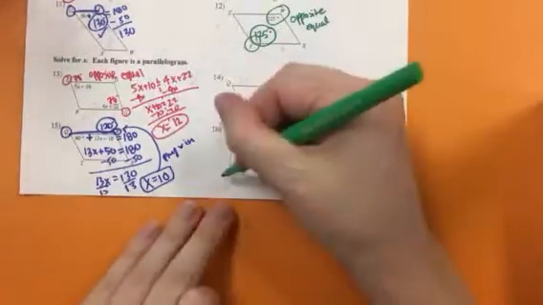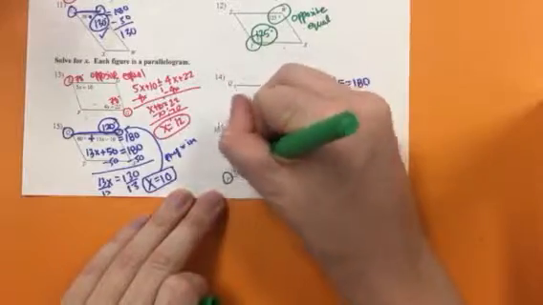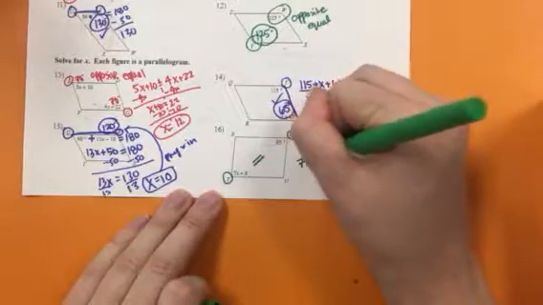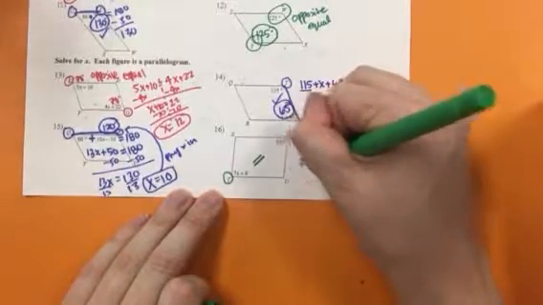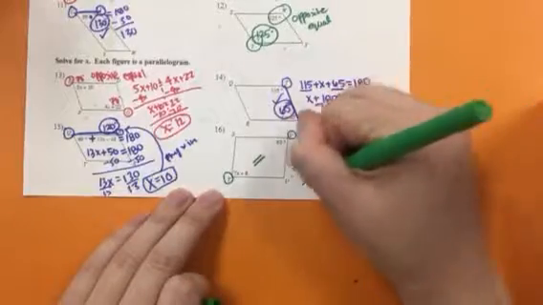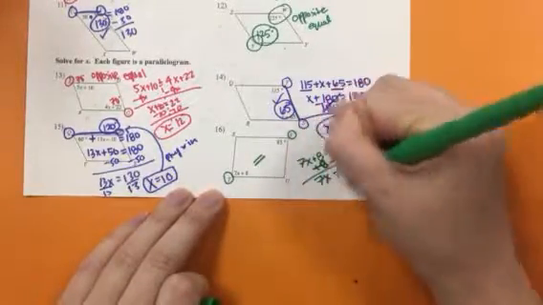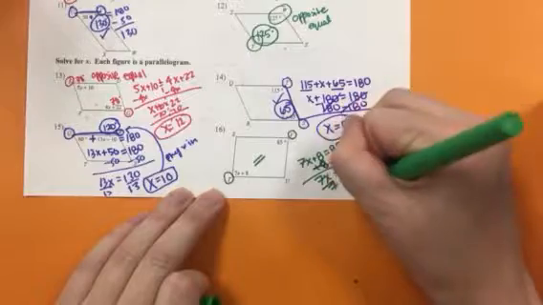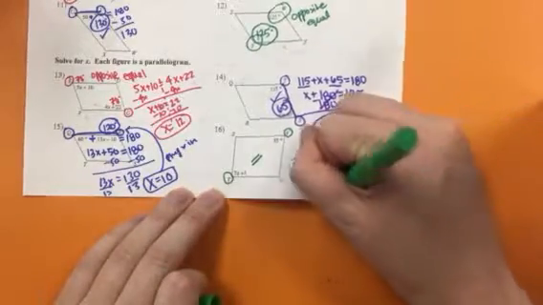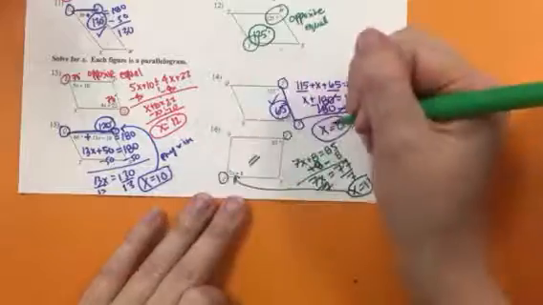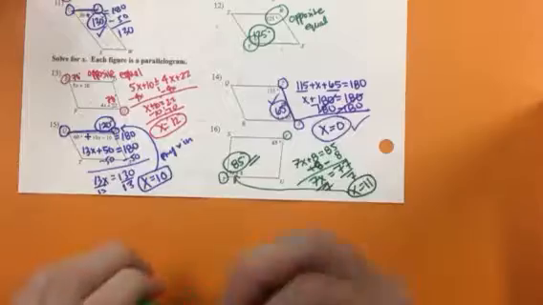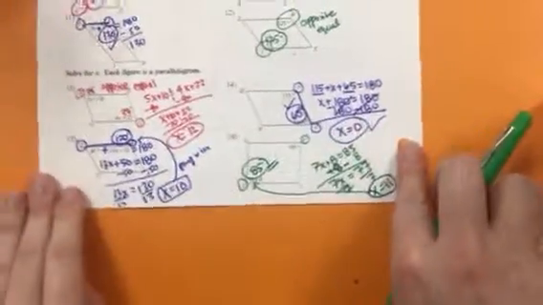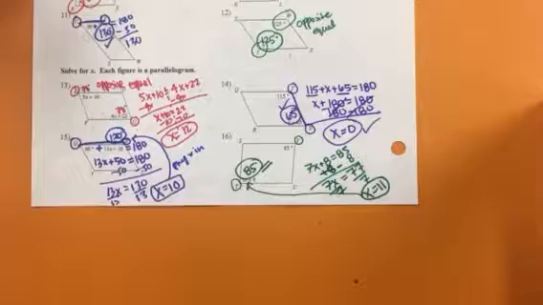Last one. T and V are opposite, which means they are equal to each other. Add 8. Oh, sorry, that's positive 8. Minus 8. Minus 8. 7x equals 77. X equals 11. Plug it in. 77 plus 8 is 85, which is true, so we know that we're correct when they are equal to each other. And that is how you solve for angles given a parallelogram.